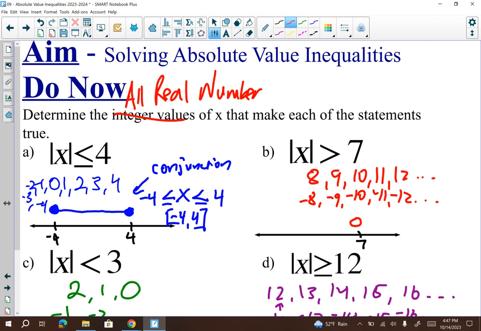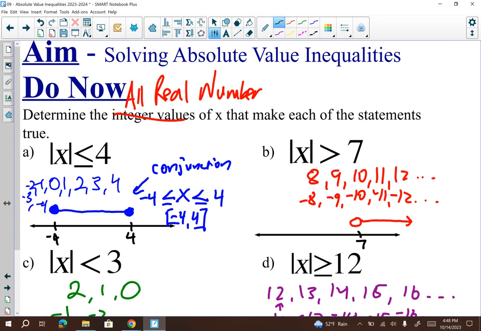And we included all the positive integers above 7. So when we talk about real numbers, we're also going to include 7.001, 7.2, 7.5, and so on, all going towards positive infinity.